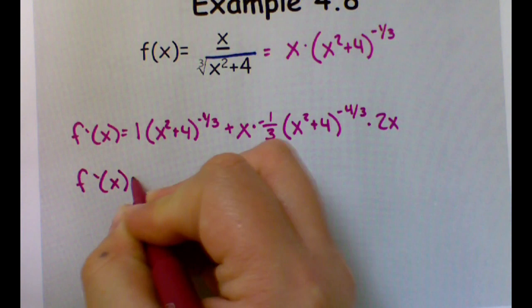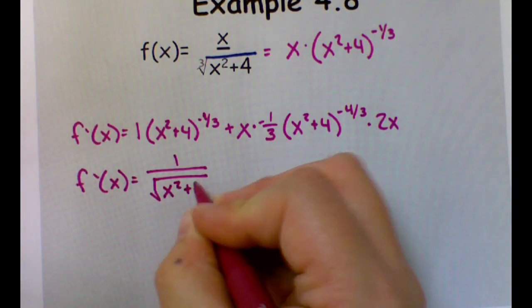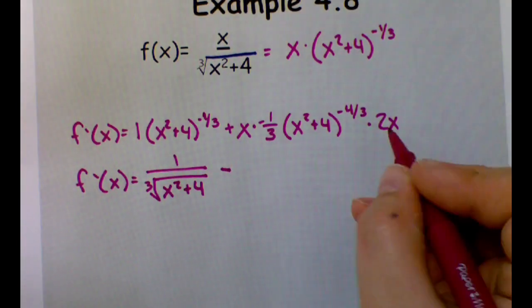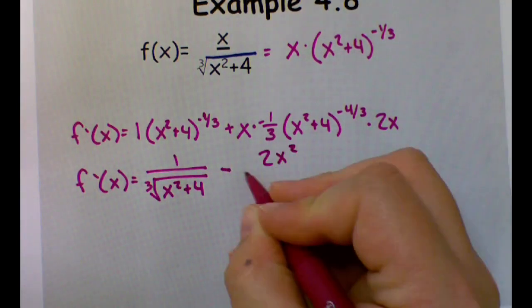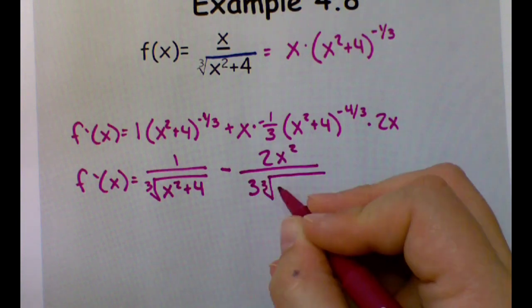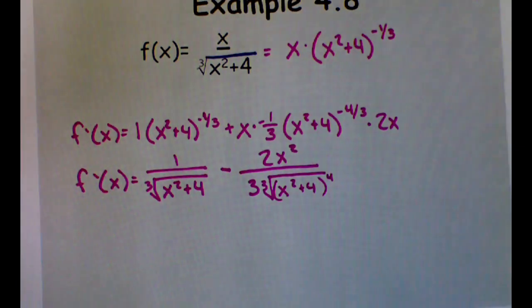F prime of x equals 1 over a 1/3 power in the denominator, so cube root of x squared plus 4, minus 2x squared over 3 times the cube root of x squared plus 4 to the 4th power. All right, I could leave it like this, but this isn't likely how you find the answer.